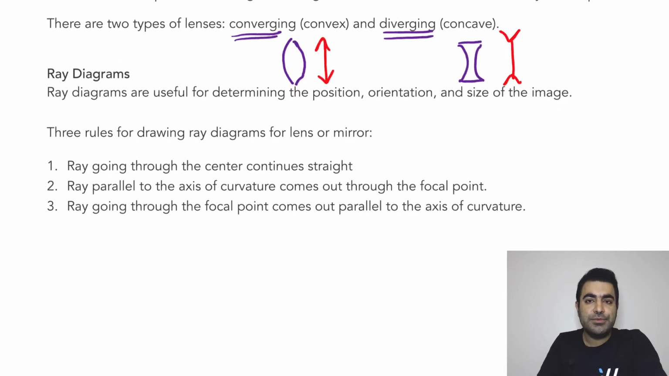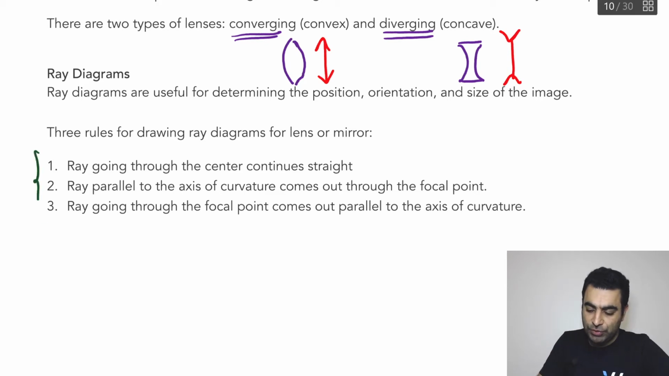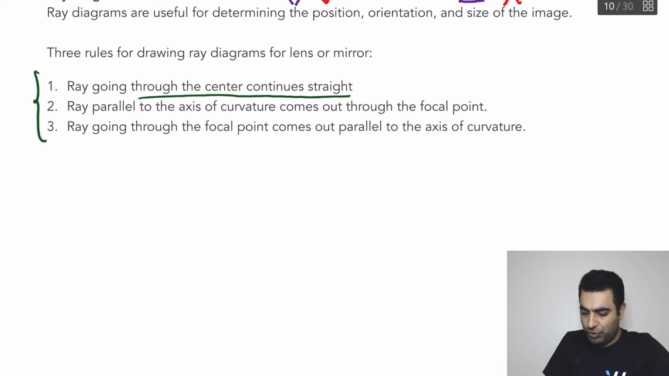In ray diagrams, we're going to start from the tip of the object, shine light toward the lens or the mirror, and then predict what would be the resultant image by looking at the ray diagram. There are three different types of rays we use to find the position and conditions of the image. One of the rays is going through the center and continues straight. Let me explain them by showing you one of the curved mirrors.